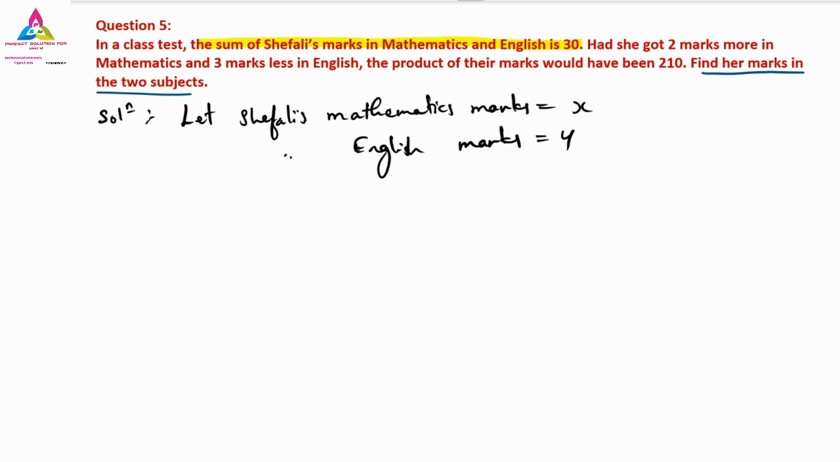See, read the first sentence. That is, the sum of Shefali's marks in mathematics and English is 30. That means we have to add the two subjects' marks. That is, x plus y is equal to 30. Okay, so this is our first statement. By statement we have written that x plus y is equal to 30.